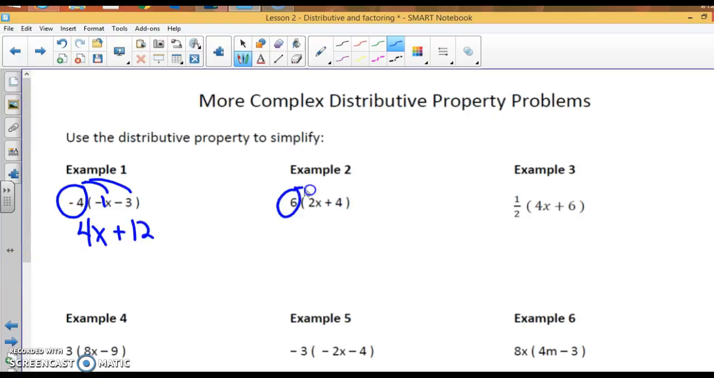Here we're distributing a 6. 6 times the quantity 2x plus 4. 6 times 2x is 12x. Positive 6 times positive 4 is positive 24. Let's do 1/2 times the quantity 4x plus 6. 1/2 times 4x is 2x. And 1/2 times 6 is positive 3.